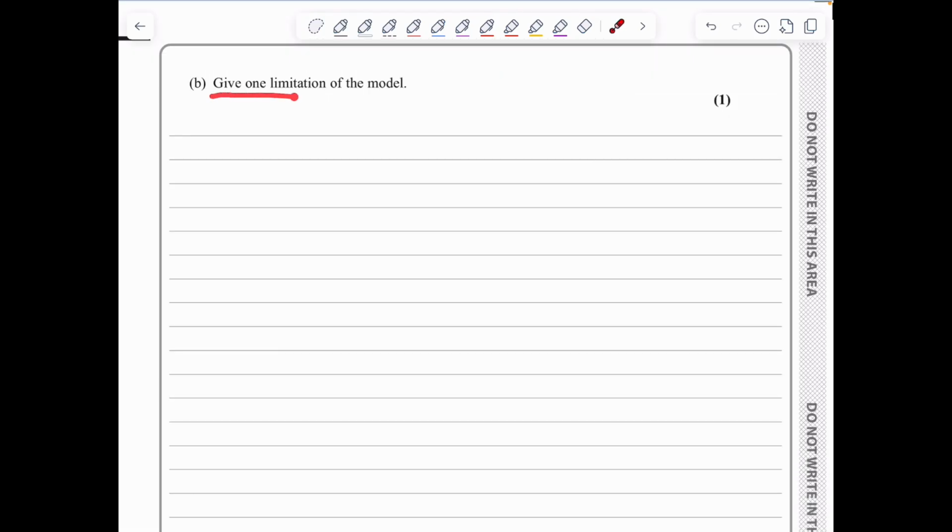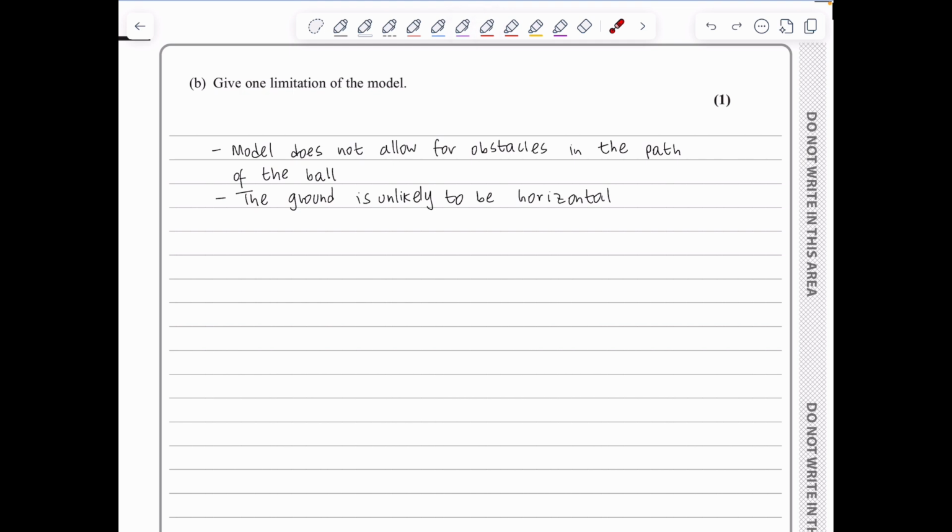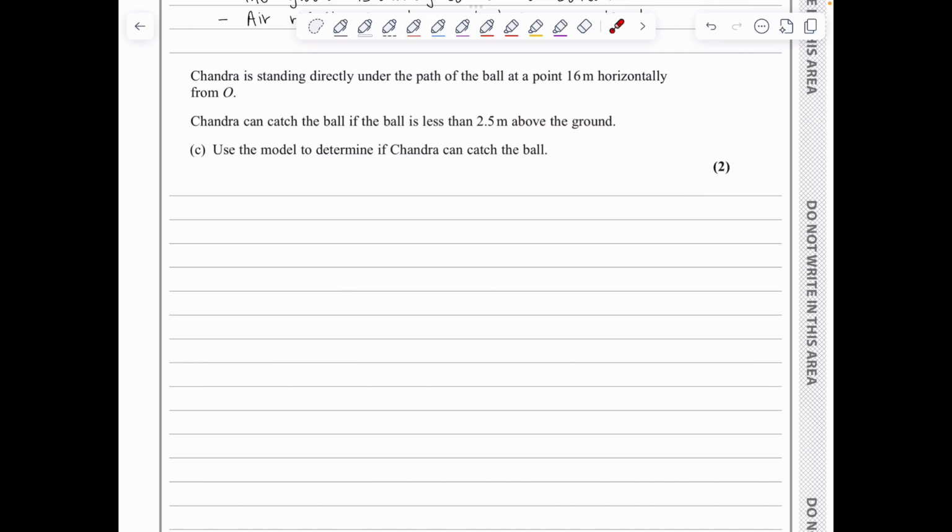In part B, we need to give one limitation of the model, and there are several points we could raise here. One of them is that the model does not allow for any obstacles in the path of the ball. We could mention that the ground is unlikely to be horizontal, or even mention that air resistance has not been considered. Now Chandra is standing directly under the path of the ball at a point 16 meters horizontally from O. She can catch the ball if it's less than 2.5 meters above ground, and we need to use the model to determine if she can catch the ball.